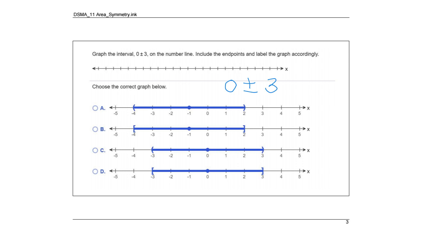And notice it does say includes the endpoints. If we include the endpoints, that means we want to use a bracket, just like when we did inequalities. In this case, C looks close. It's got a 0 in the middle, and it goes 3 to the left and 3 to the right, but it has parentheses. That would be if we were not including the endpoints. Since we are including the endpoints, we're going to use D. We have 0 in the middle, we go 3 to the left, we subtract 3, we add 3, and we're including the endpoints, so we use the brackets.